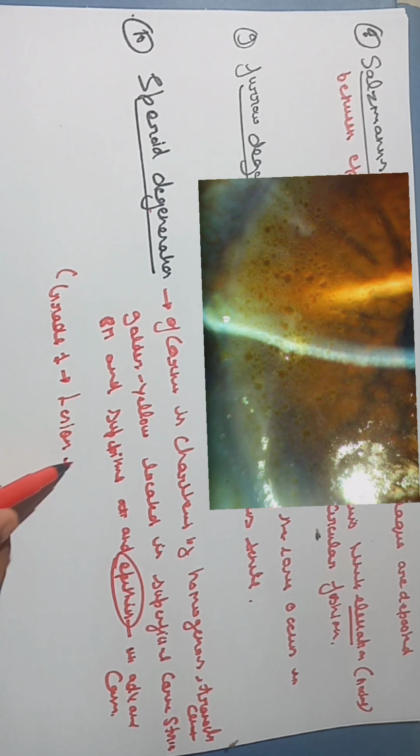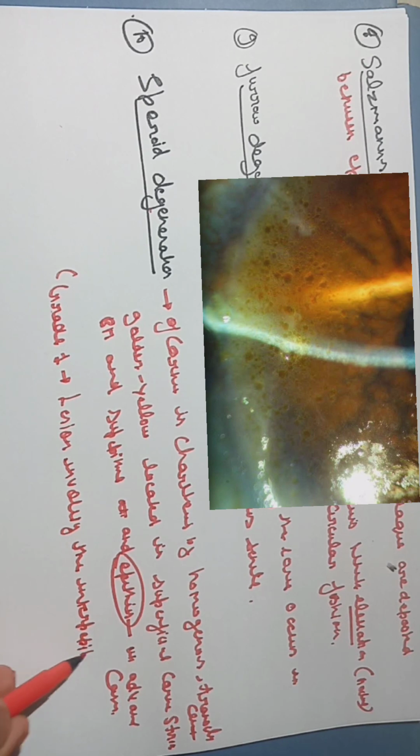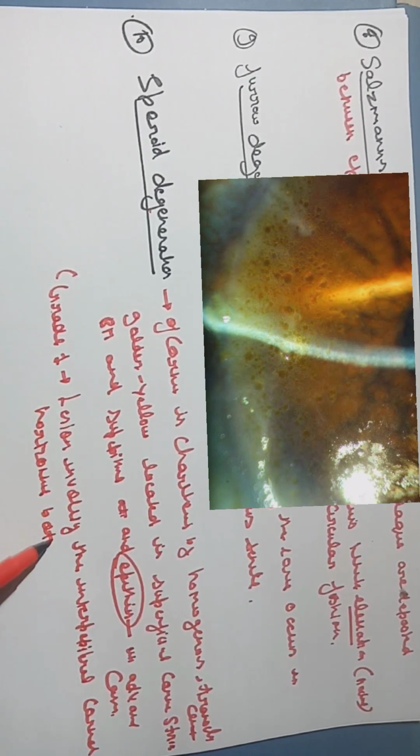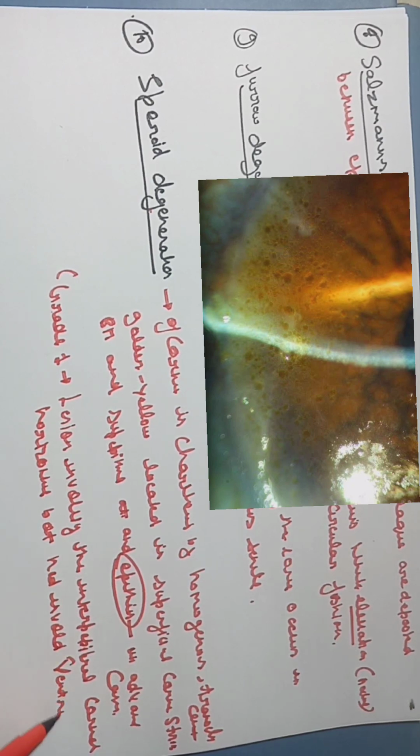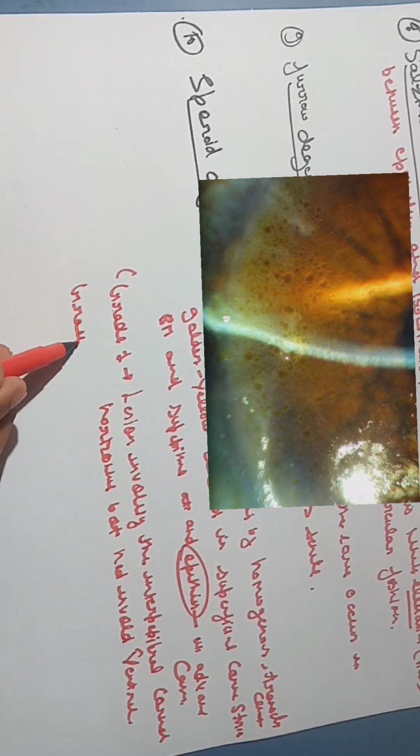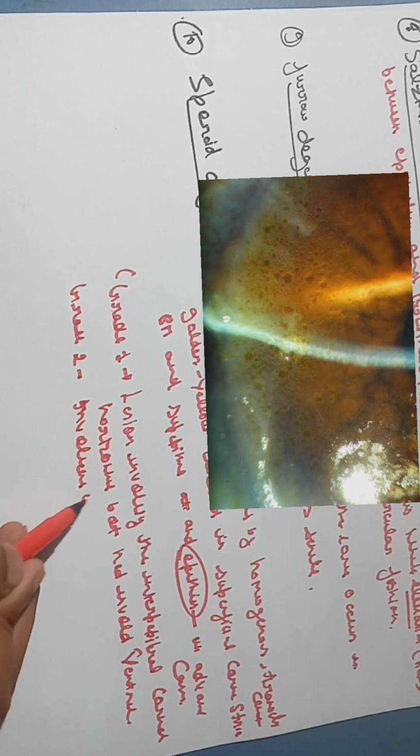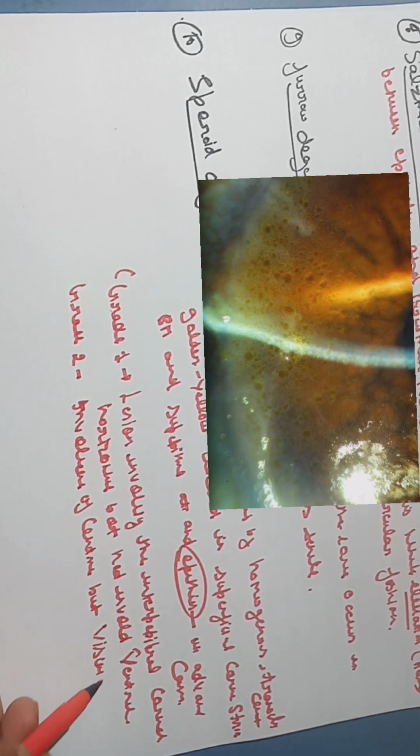It has some grades. In grade 1, lesions involve the interpalpebral cornea horizontally but do not involve the center. In grade 2, it involves the center, but visual acuity is not affected.